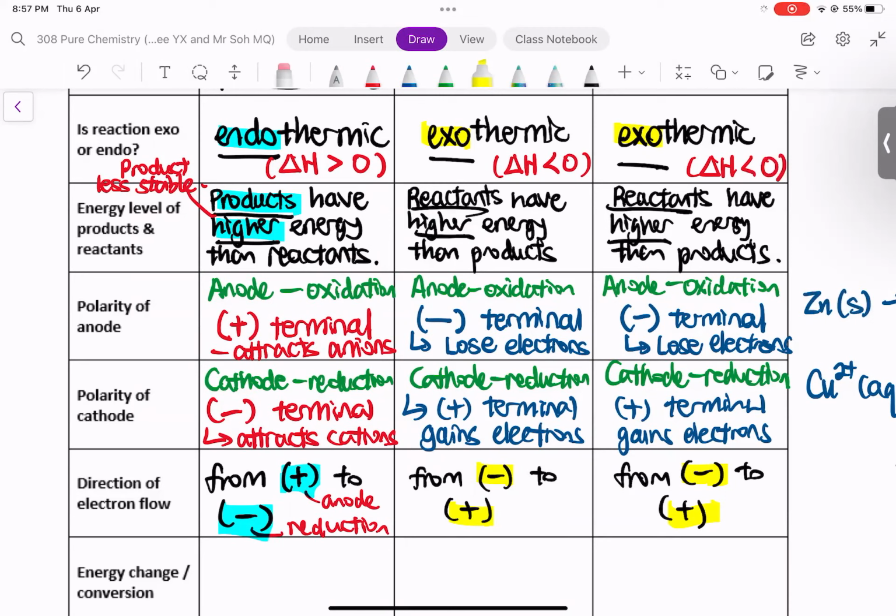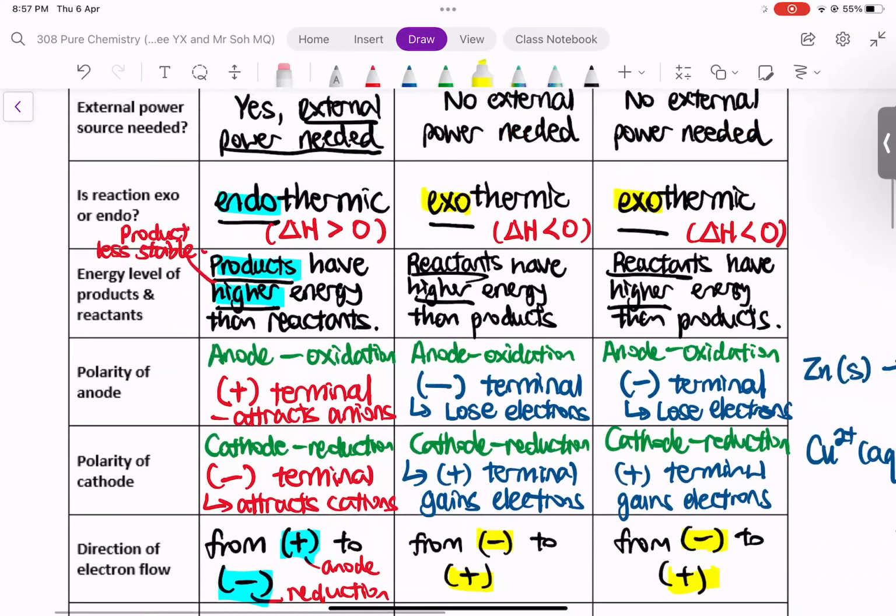So at this juncture, can I just have a quick poll amongst the participants in this Zoom meeting? Do we understand the direction of the electron flow? And if you have any questions, please ask. Okay, don't just memorize, all right? Make sure you can internalize, link each row together, hopefully.